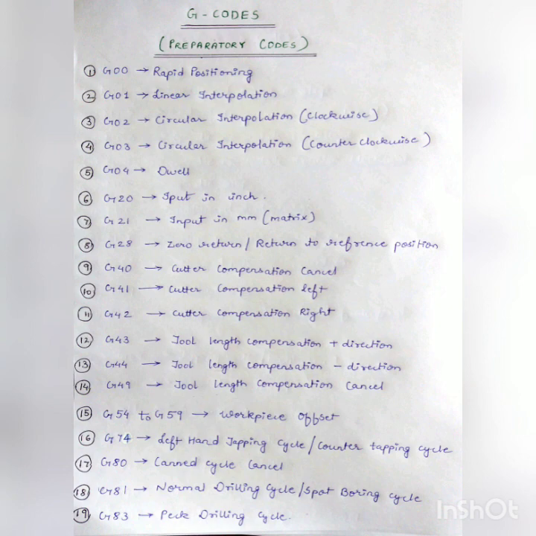First is G00, rapid positioning. By using this, the bed of the VMC moves with its maximum speed. Second is G01, linear interpolation. Interpolation means movement. It is used for linear movement of the bed. Third is G02, circular interpolation clockwise.